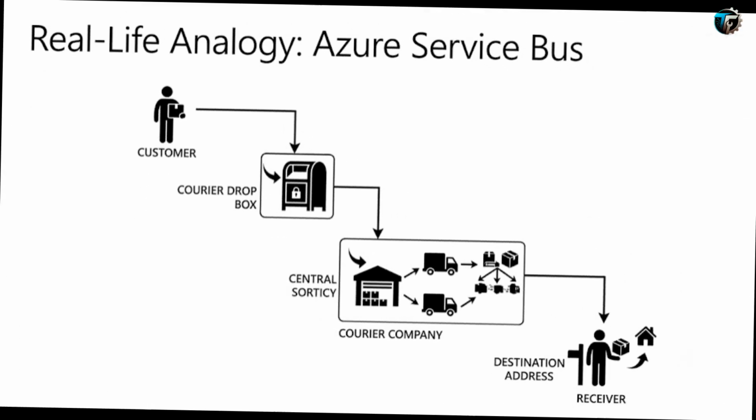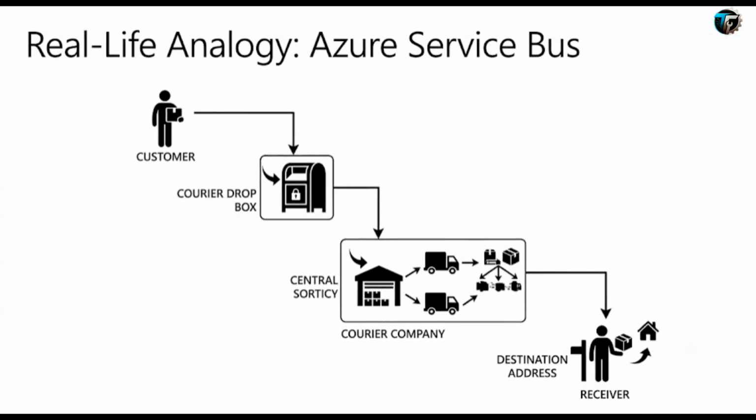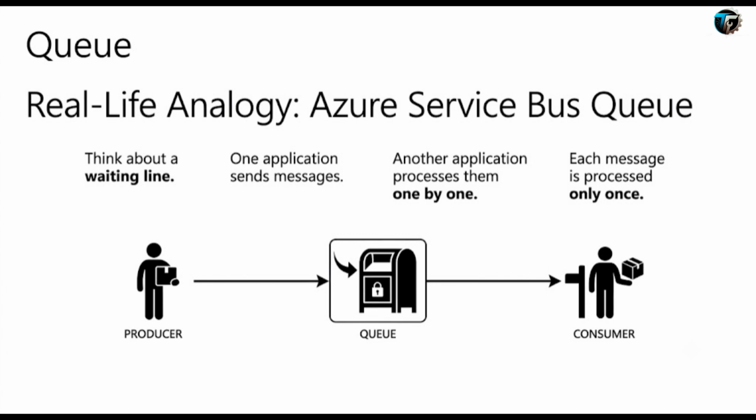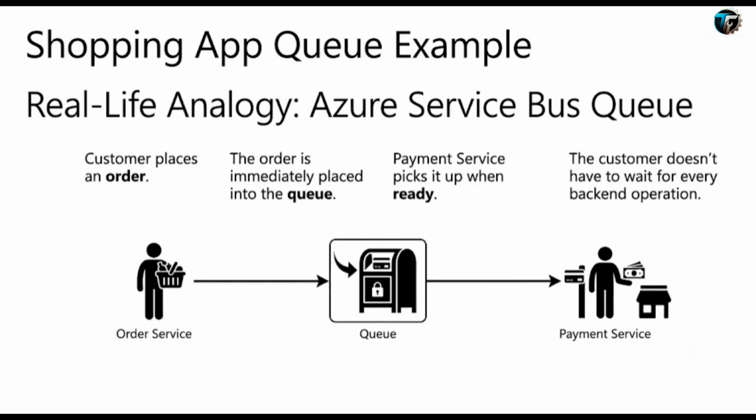Think about sending a parcel. You don't personally wait until the receiver opens it. You simply drop it into a courier system. The courier delivers it later. Azure Service Bus works exactly like that. A queue works like a waiting line. One application sends messages. Another application processes them one by one. Each message is processed only once. Customer places an order. The order is immediately placed into the queue. Payment service picks it up when ready. The customer doesn't have to wait for every backend operation.